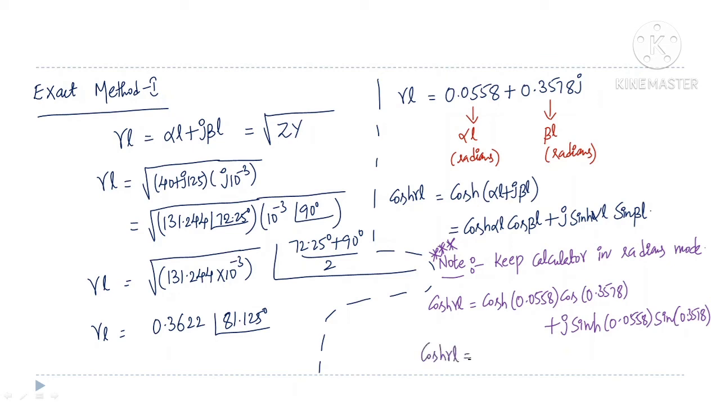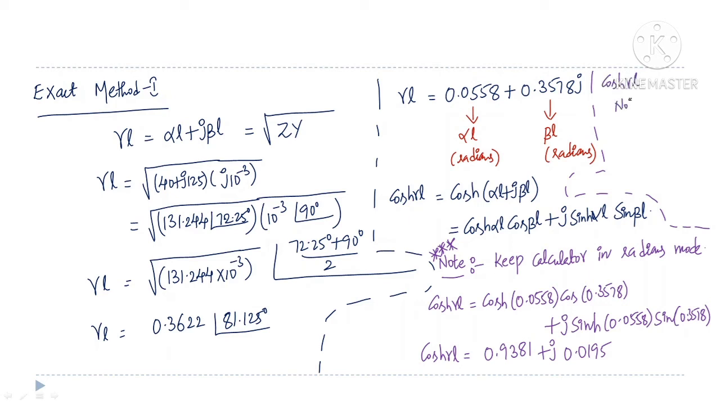Let me write the cosh gamma L value, which you will get in radians mode. This value comes out to be 0.9381 plus j 0.0195. And now I need to have cosh gamma L value in polar form, because I want to multiply with another complex value. So that's the reason why I need to convert this into polar form.